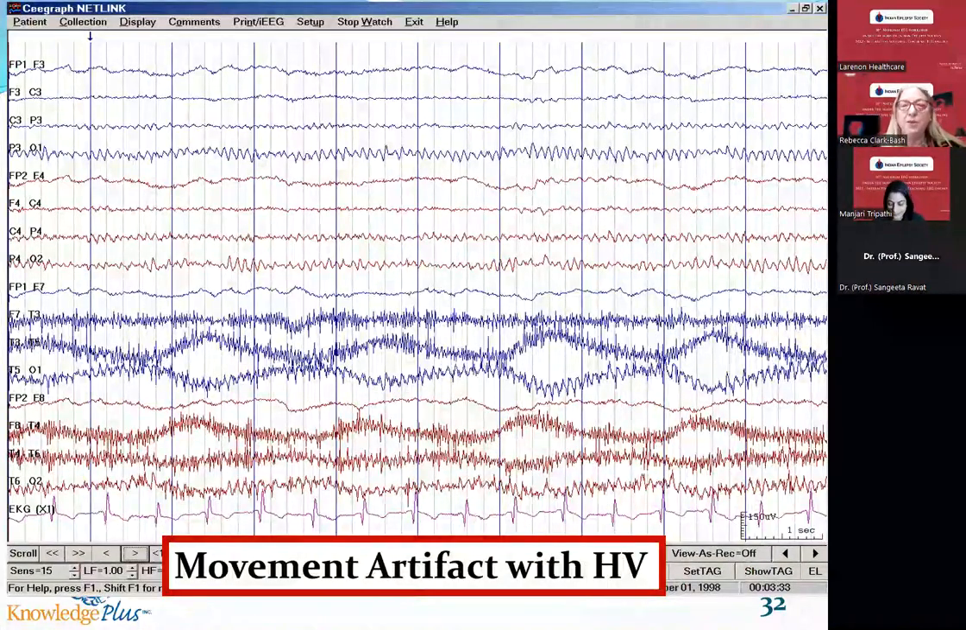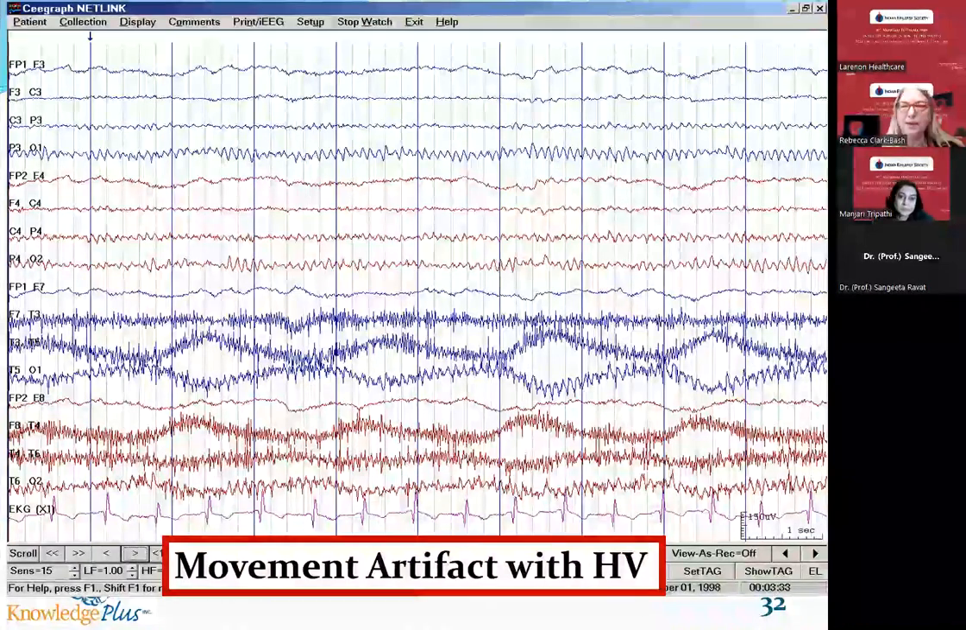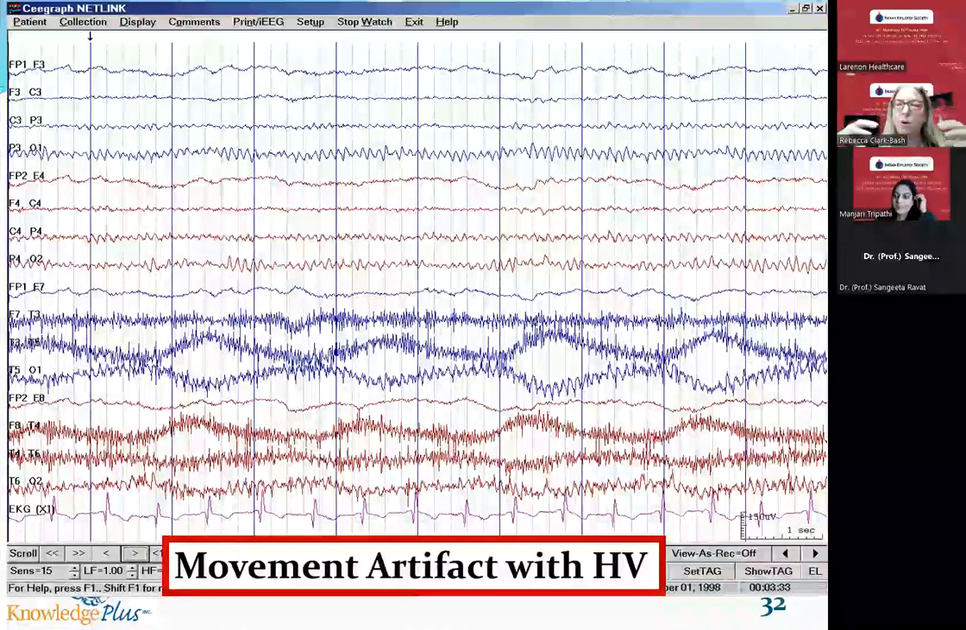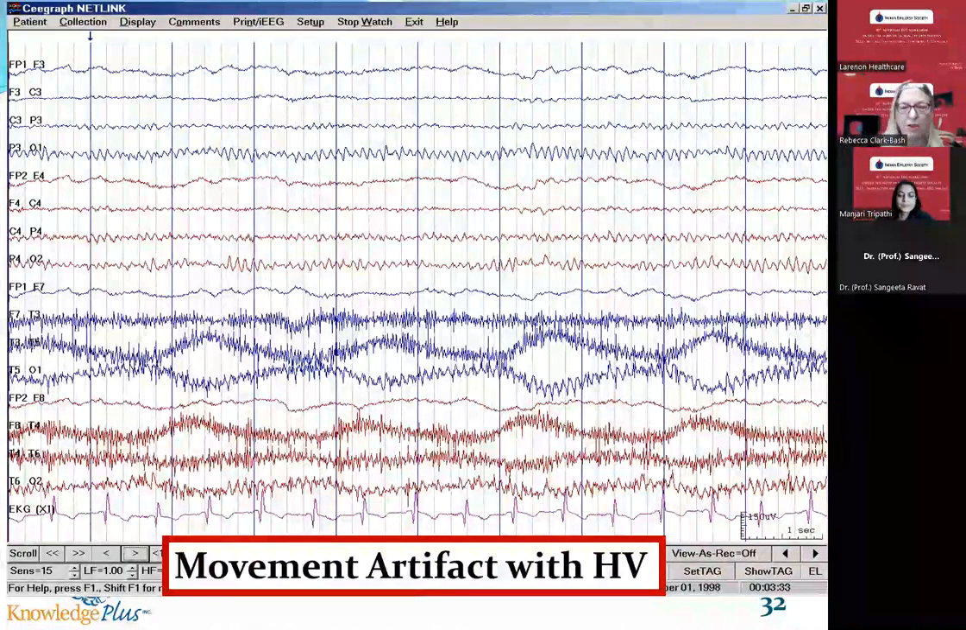Now, movement is a big problem with hyperventilation, especially in young children, because they really like to do this. And they're bobbing their head, which creates all this movement artifact. The best way to get rid of all that is to take a towel roll and just put it under their neck. So now they can move their head all they want, but it's not rubbing on the bed or on the chair.